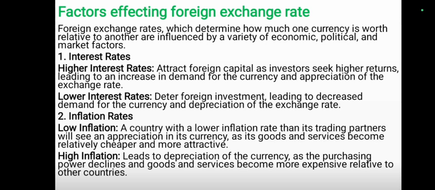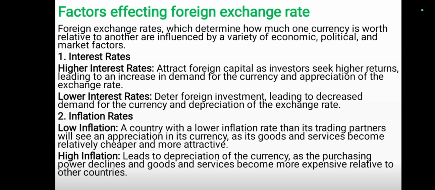Next we have factors affecting the foreign exchange rate. There are various factors, and among them we have the interest rate. What do higher and lower interest rates affect? These are the factors which are going to affect a country's currency when determining the foreign exchange rate.